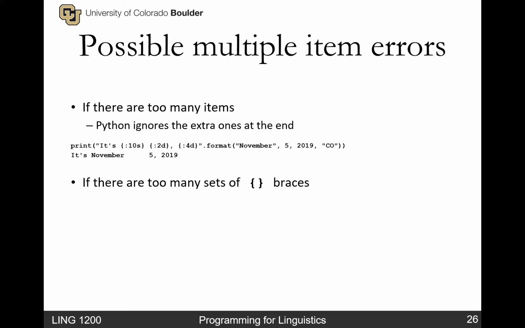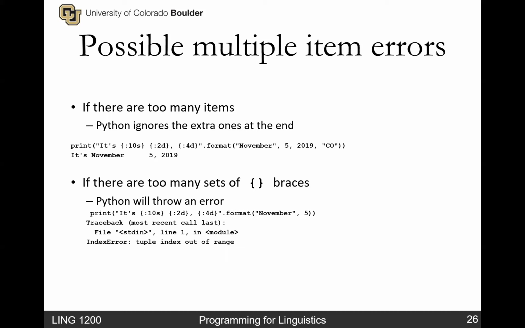However, if you put too many sets of curly braces, then Python's going to throw an error. And the error is going to be like this. So here in this case, we have 3 sets of curly brackets and then only 2 items between the parentheses. And we get this error here that points to this line 1, which is the only line in our code, in this particular code. And it says IndexError: tuple index out of range.